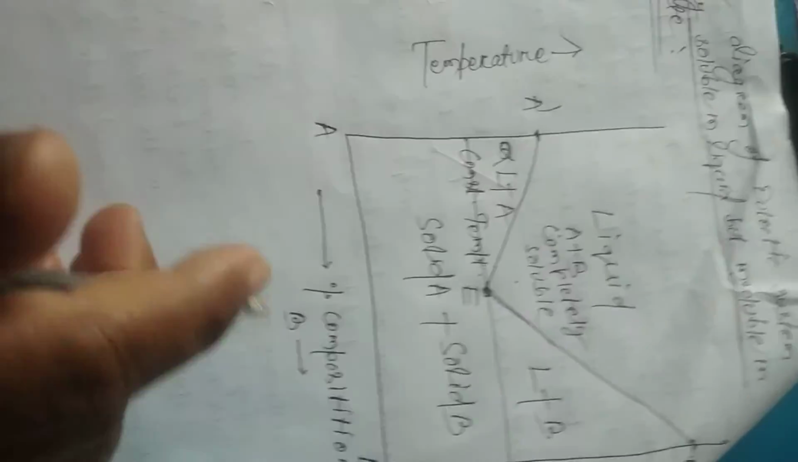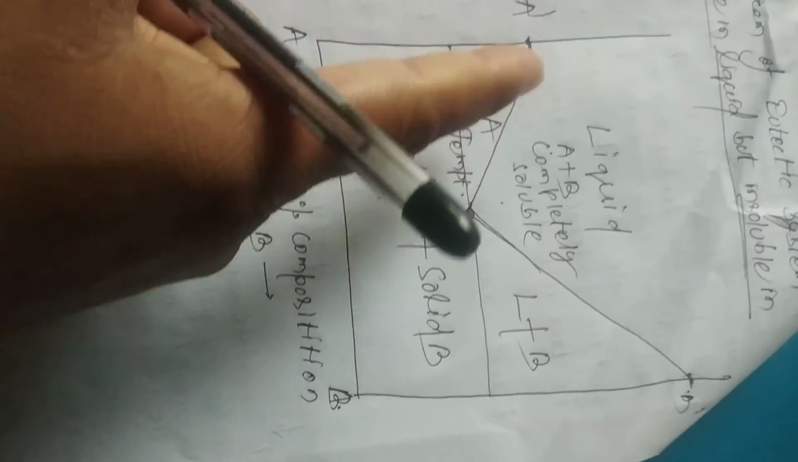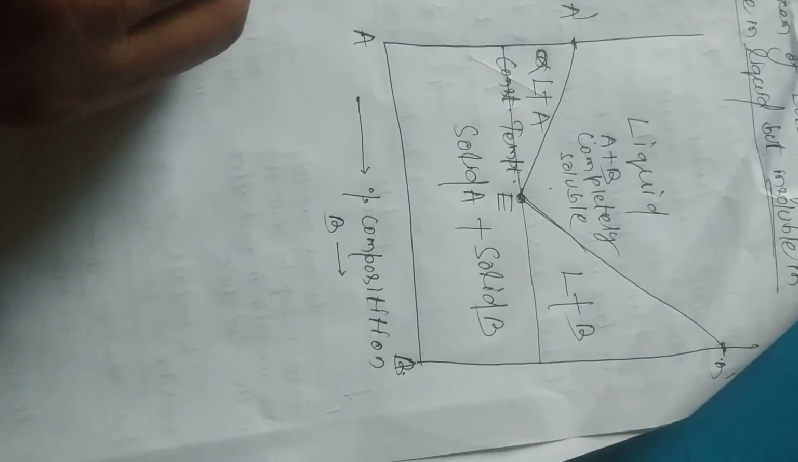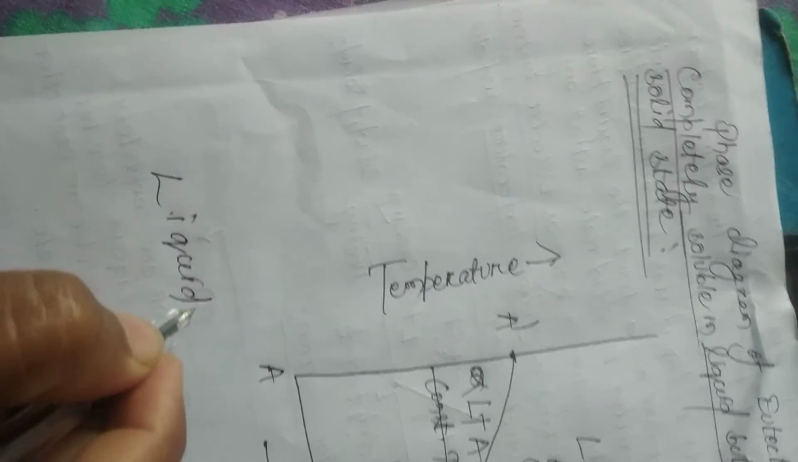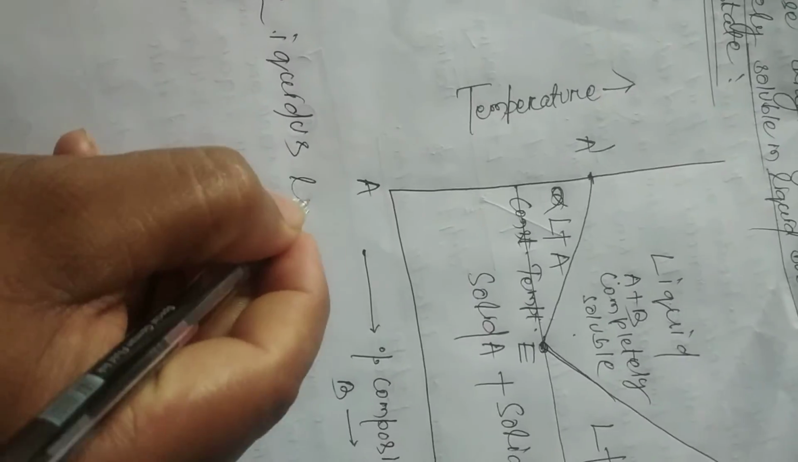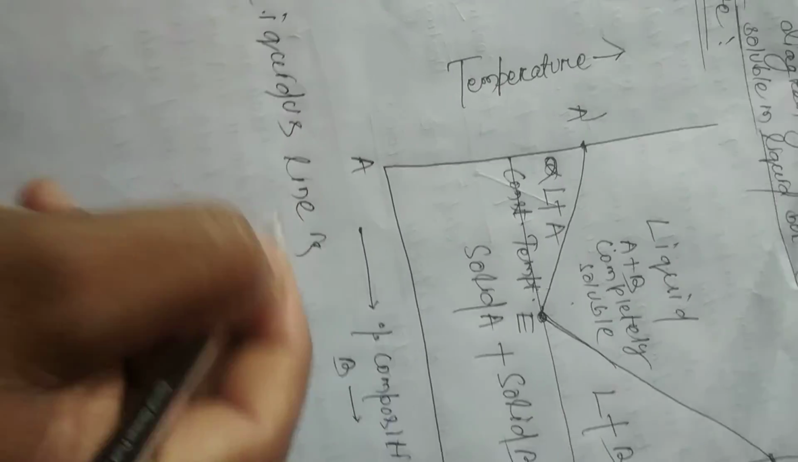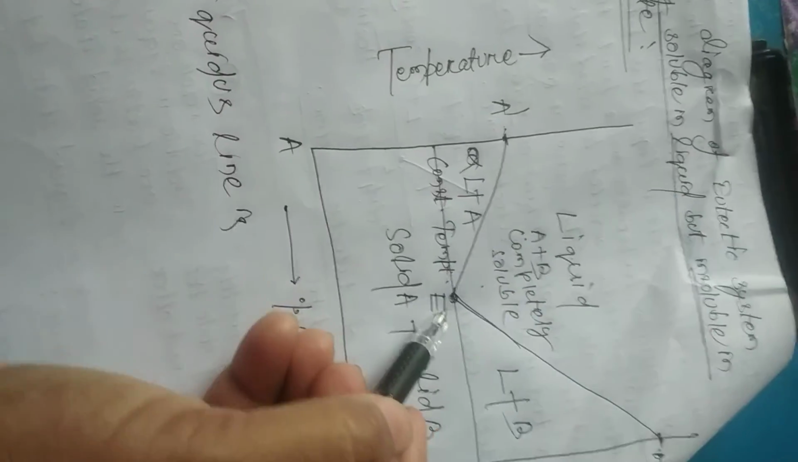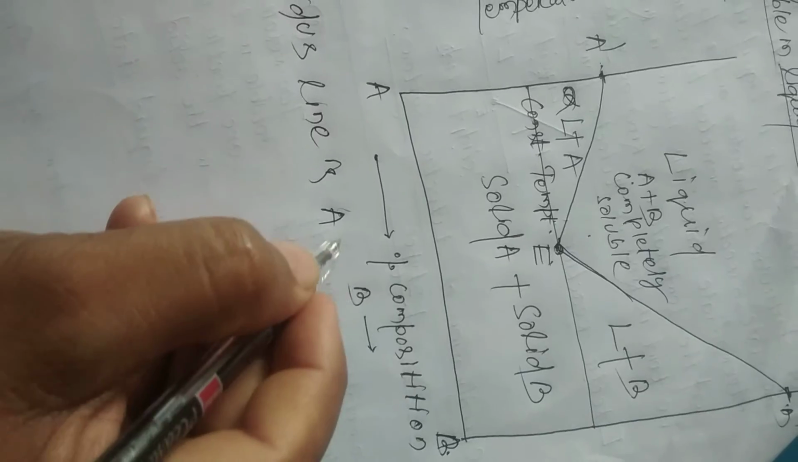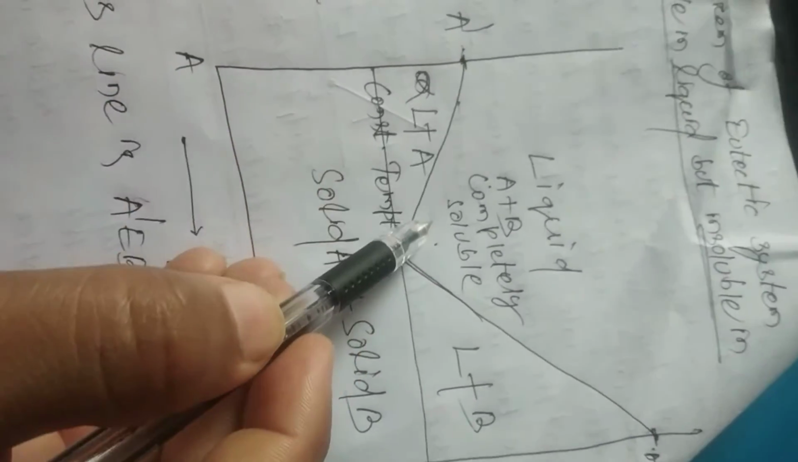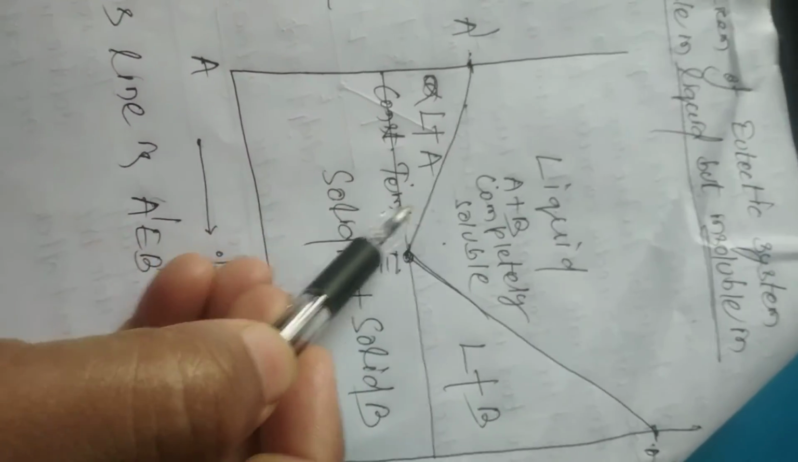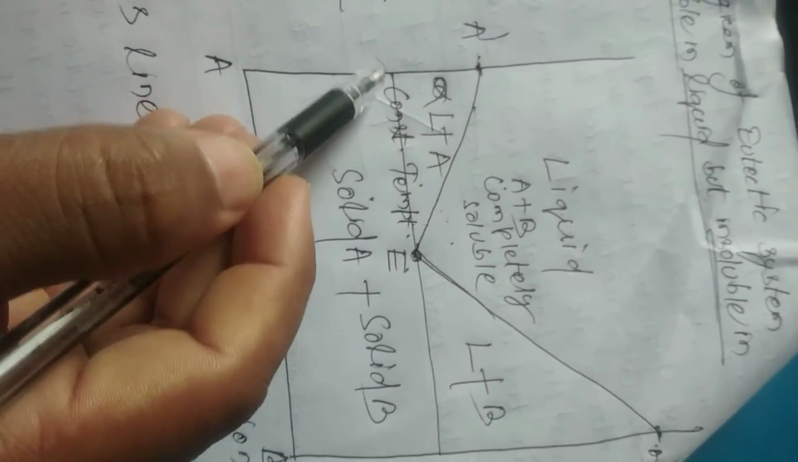So now come to the end. Which one is the liquidus line? Liquidus line, I can write here L i. Which one is the liquidus line? A dash E B dash. This A dash E B dash is the liquidus line, because from this line or just below this line solidification starts. Then which one is the solidus line?